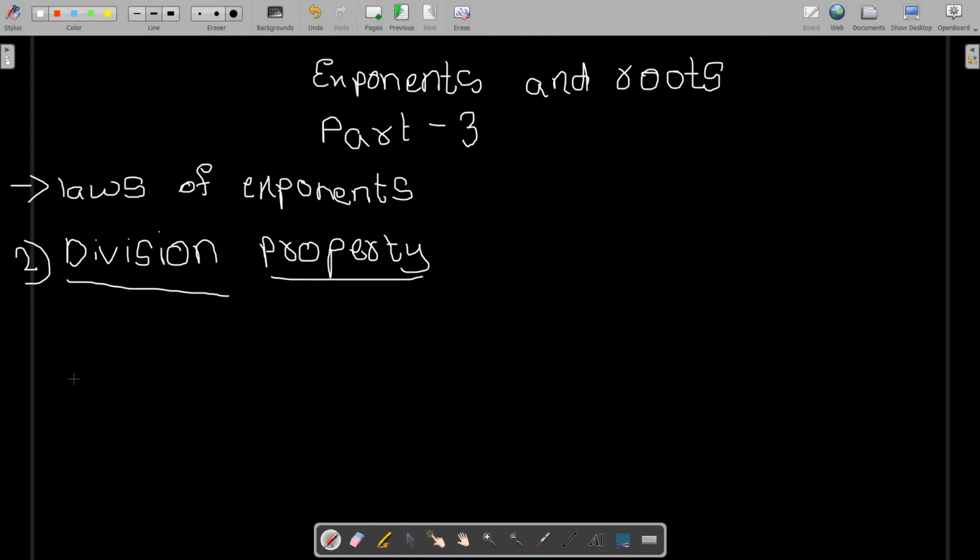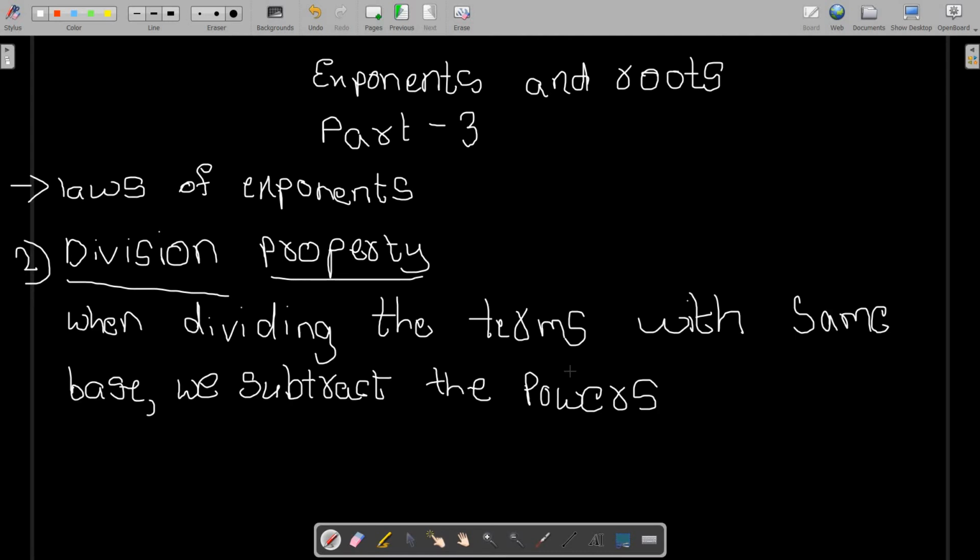I'm going to write the division property statement here. The statement of the division property is: when dividing the terms with the same base, we subtract the powers. We know the statement now, but what is the full definition and how should we do this? So I'm writing the formula here and the property of the division.